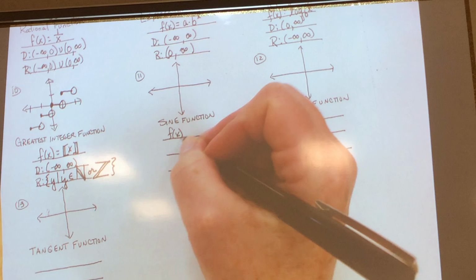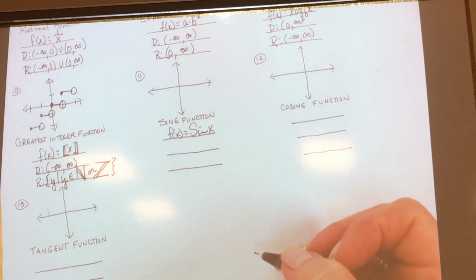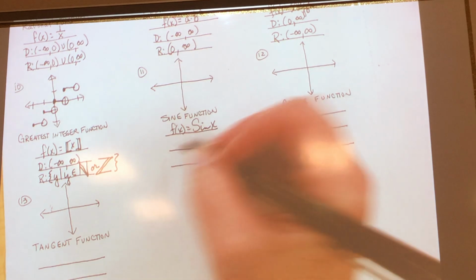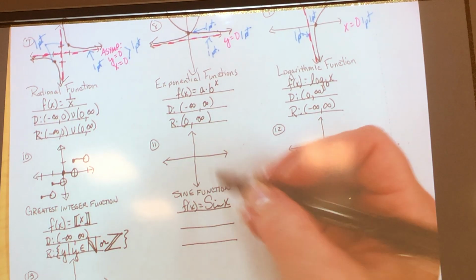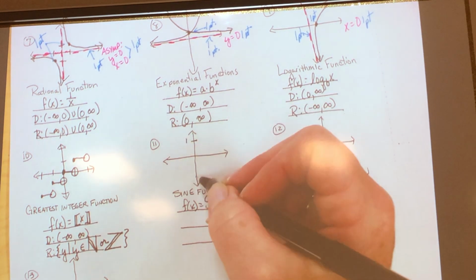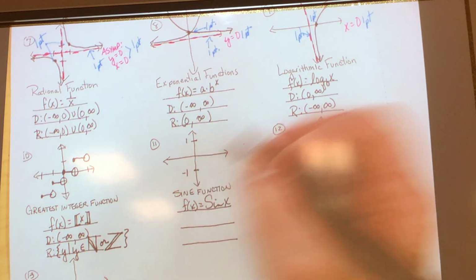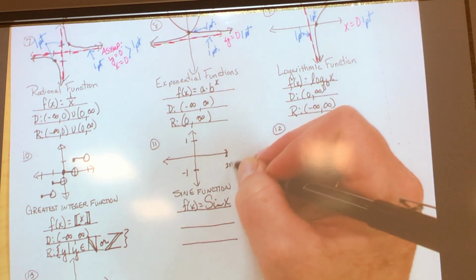Alright, function f of x is equal to sine x. I'm gonna make you mark some stuff off on this one. What's the highest that the sine function goes? 1. And what is the lowest that it goes? -1. And what is the period of the sine function? 2 pi. Very good.